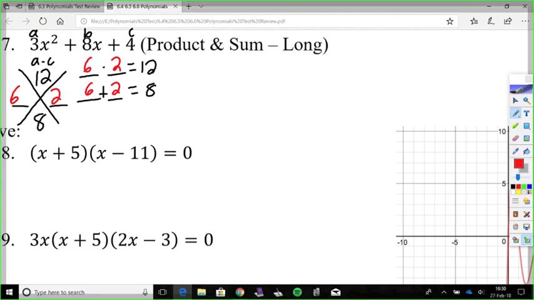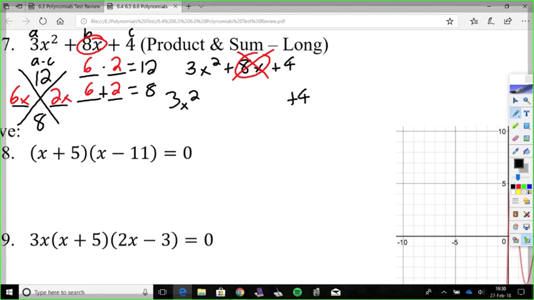But the trick is that these are going to become x terms, 6x and 2x. And they're going to be used to replace the original x term, which was 8x. So let me write this out. Our original problem was 3x squared plus 8x plus 4. But now what we're doing is we're replacing this 8x with 6x plus 2x. So we're still going to have 3x squared, and we're still going to have plus 4. But in between them, we're going to be putting in the plus 6x and plus 2x.